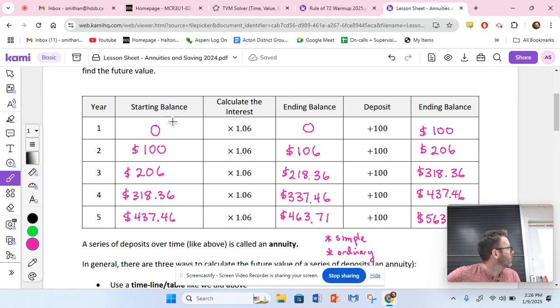Now, we don't want to use a table all the time. Like if you guys can imagine, let's say planning for retirement, you start a job, you work for maybe 40, 45, 50 years, I don't know, and you put a certain amount away every month.